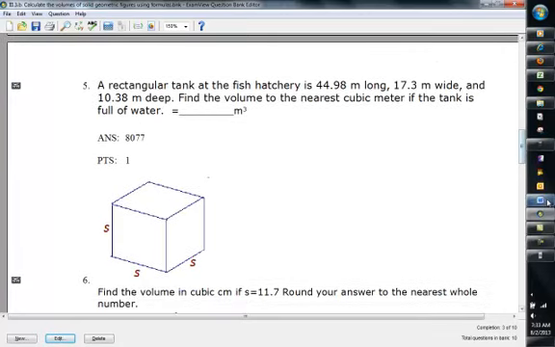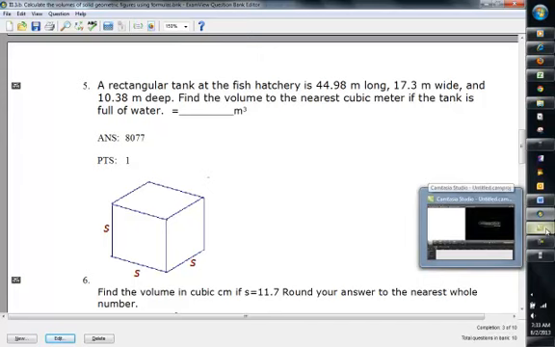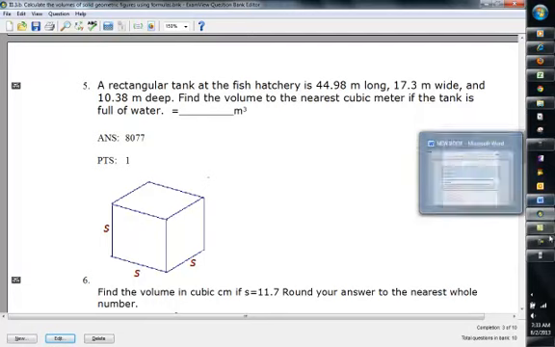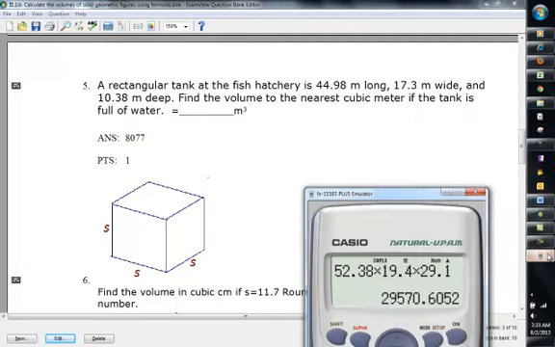Rectangular tank in a fishery, same kind of a thing. That's a pretty big tank, actually, in that fishery. 44.98 by 17.3 by 10.38, and we get 8,077, round to the nearest cubic meters.